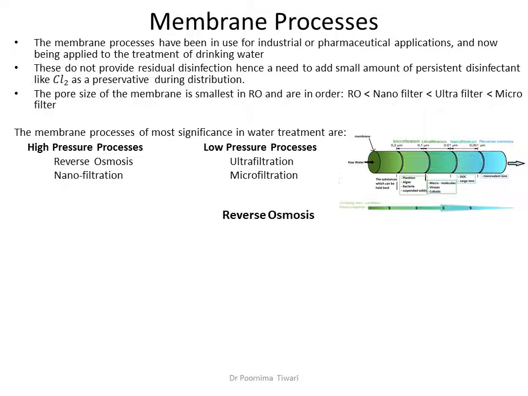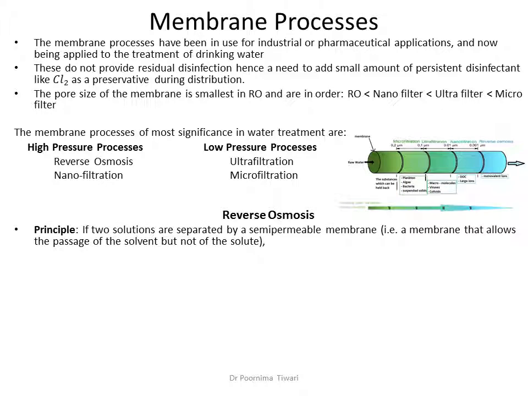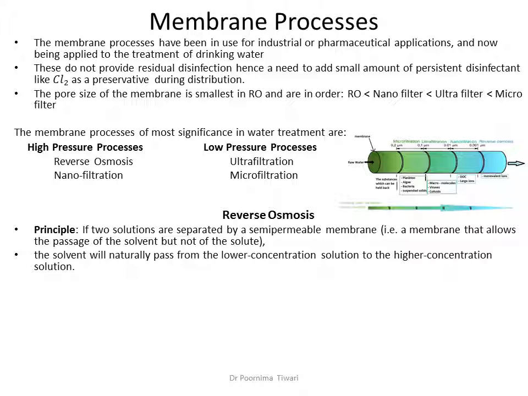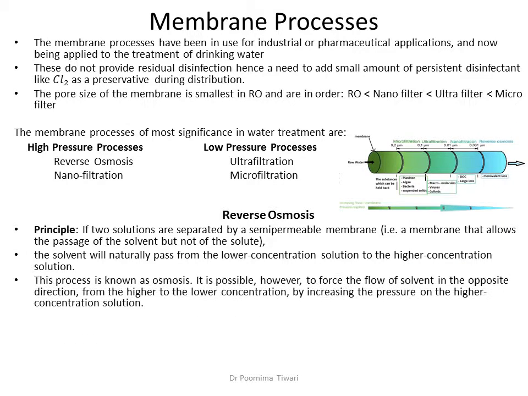Reverse osmosis. Principle of reverse osmosis. If two solutions are separated by a semi-permeable membrane, a membrane that allows the passage of solvent but not that of the solute, the solvent will naturally pass from the lower concentration solution to the higher concentration solution. This process is natural and is known as osmosis.